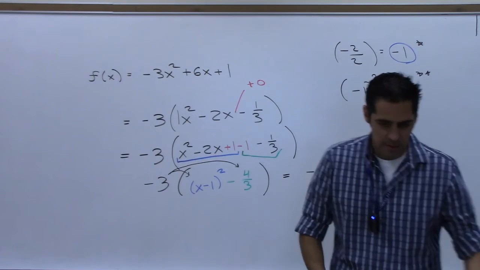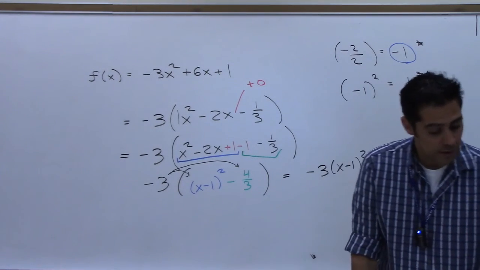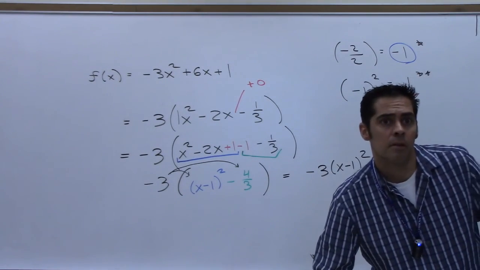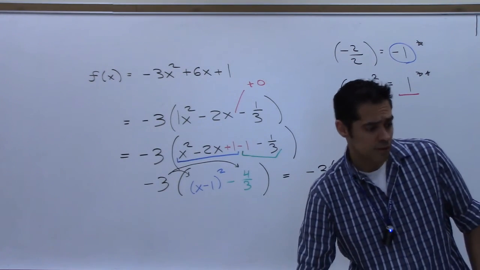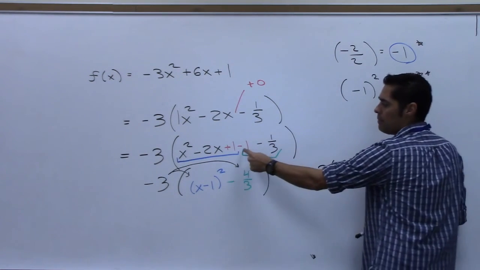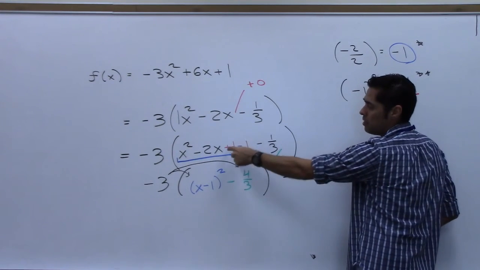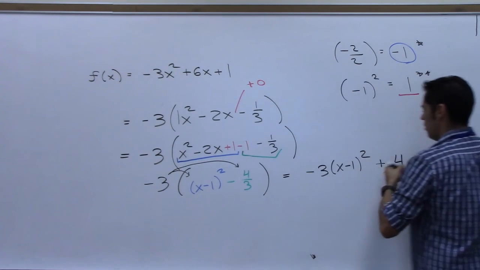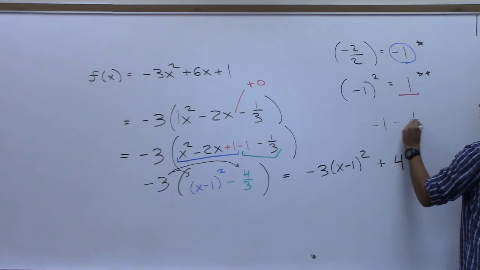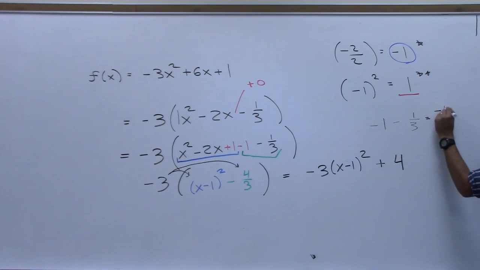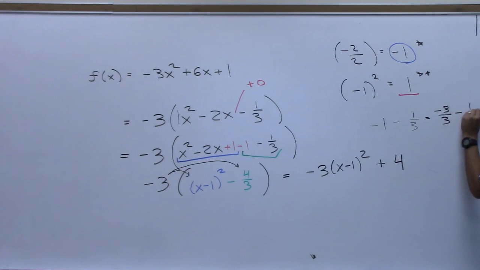You learned something today. You have a question? How did you get 4/3? How did I get 4/3? Oh, right here. Remember that minus 1 that came off of the plus 1 minus 1? I'm just doing negative 1, take away 1/3. All right, so you have to get a common denominator. Negative 3/3 minus 1/3. So you just turn negative 1 into negative 3 over 3. And then just put them together. Yeah?